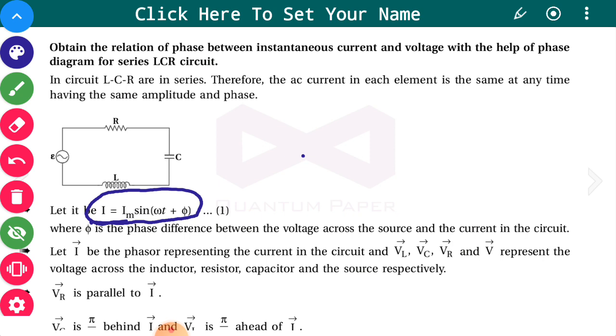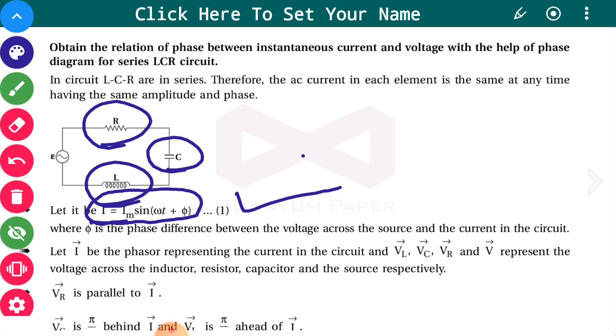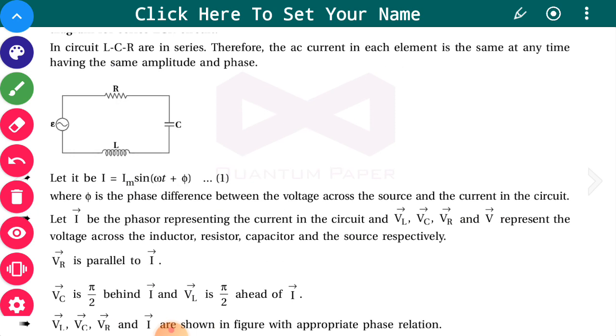So here the current which is passing through the circuit is taken to be I is equal to Im sin omega t. So current in each element, the resistor, capacitor and inductor, will be the same. Why? Because they are in series. Here phi is the phase difference between voltage and current. What is phi? Phi is the phase difference between voltage and current.